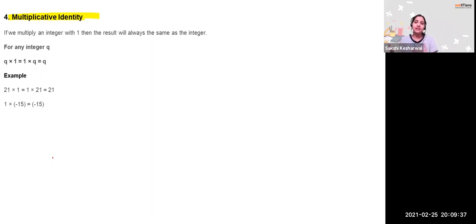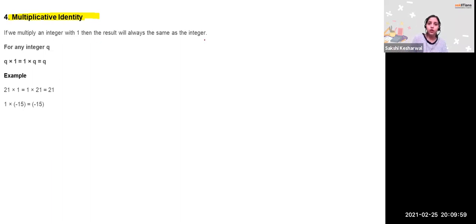So 1 is a very important number. 1 is the multiplicative identity, right? So what is a multiplicative identity? Additive means what you add to get the same number. You add 0 to get the same number. What should be multiplied with a number to get the same number? That is the multiplicative identity. That's 1, right?